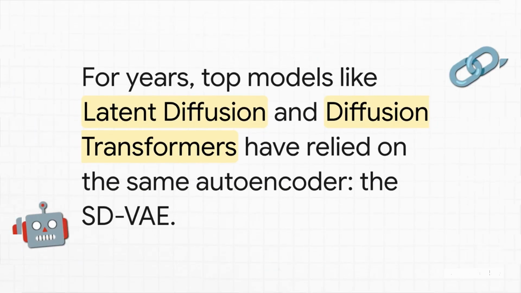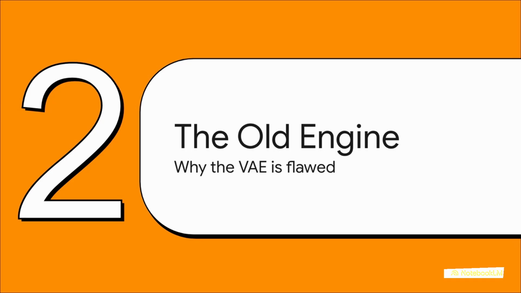And here's the kicker. For years, pretty much all the top-tier AI image models, from the original Stable Diffusion all the way to the newer diffusion transformers, have all been using the exact same autoencoder. It's called the SDVAE from the first Stable Diffusion model. It was a huge deal when it came out, but now it's the weakest link in the entire chain. So, what's so bad about this old engine?